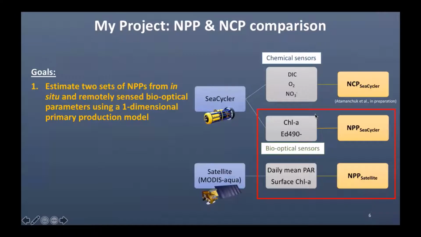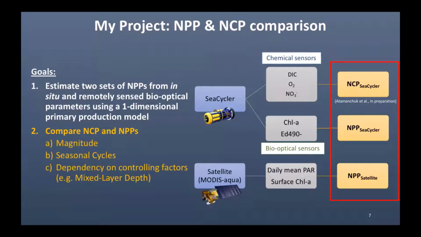So my project focuses on the comparison of the NPP and the NCP. My first goal is to estimate 2 sets of NPPs from the in situ and remotely sensed biological parameters using a one-dimensional primary production model. I use those NPP estimates to compare with the NCP in terms of magnitude, seasonal cycle, and dependency on the controlling factors, especially the mixed layer depth. Note that the NCP is estimated based on the chemical properties, which are the dissolved inorganic carbon, oxygen, and nitrate.